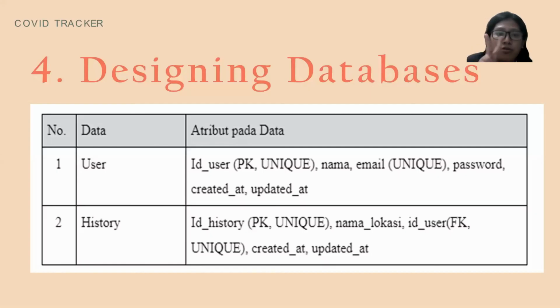In our database, we have two tables. There are user and history. In the users table, there are some attributes. First is ID user, which is the primary key and a unique attribute. Then the other attributes are name, email as a unique attribute, password, created at, and updated at. Then in the history table, there are some attributes too. First is ID history, which is the primary key and a unique attribute. Then the second attribute is location name. Then the other attributes are ID user as a foreign key and unique attribute, then created at and updated at.